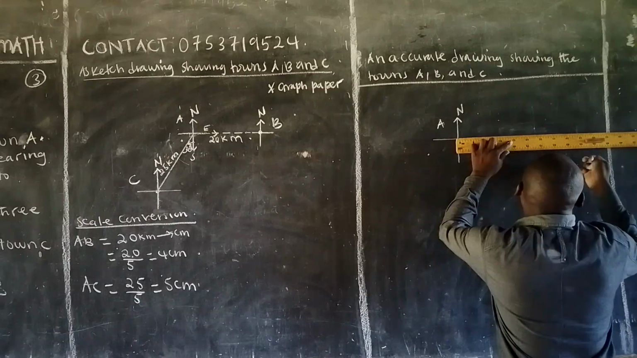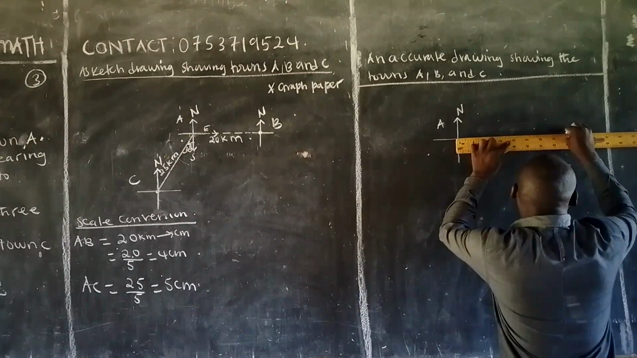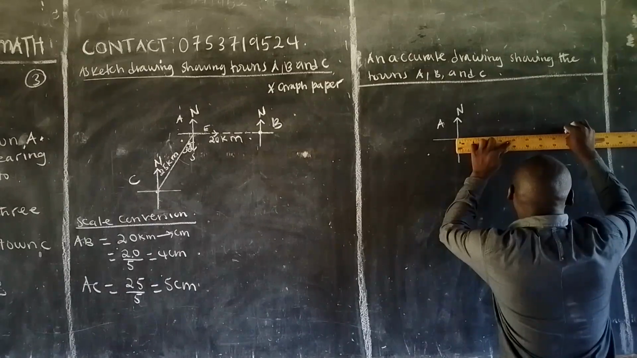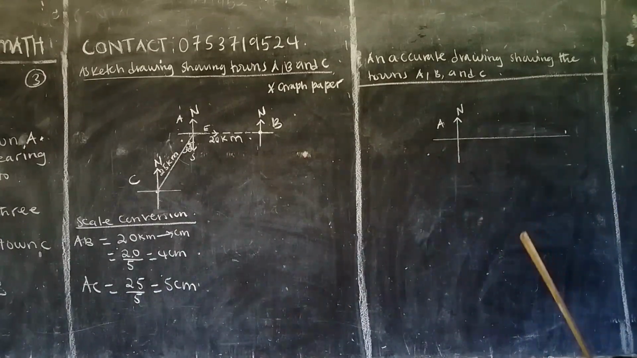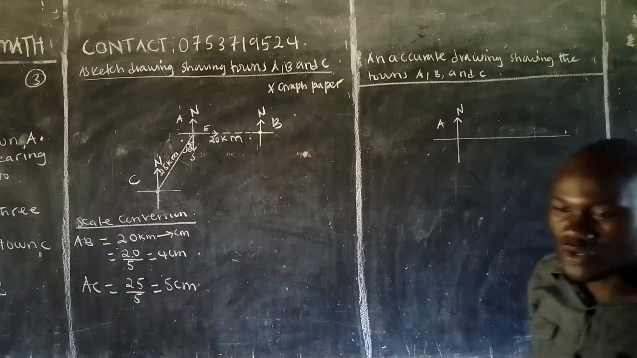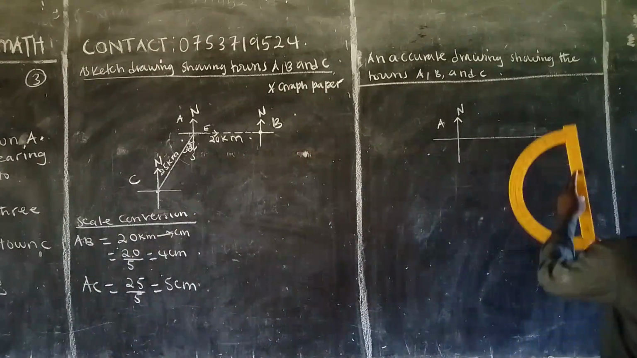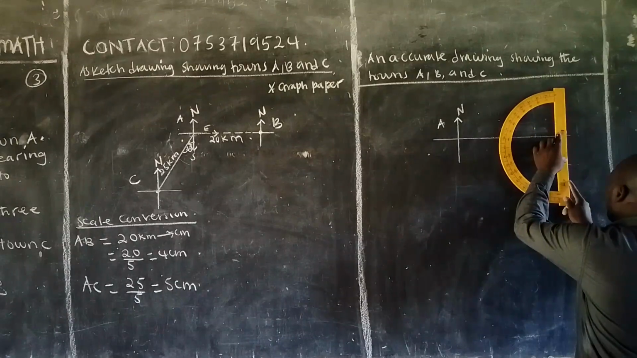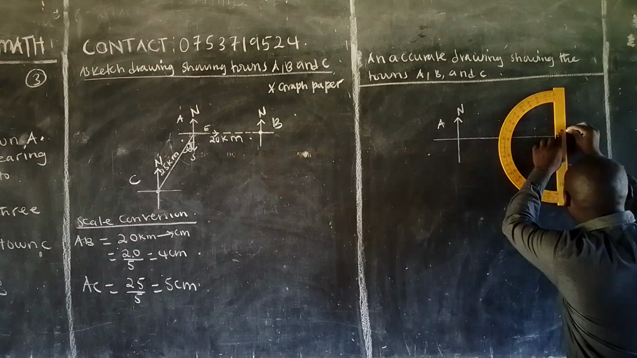Measure and measure and measure. Okay, great. My 4 centimeters are there, according to mine. My 4 centimeters end there. So now that's where town B is going to be. So now you get your ruler. That's where my 4 centimeters end, according to my ruler. Please, you also measure from yours. So this is where town B is.